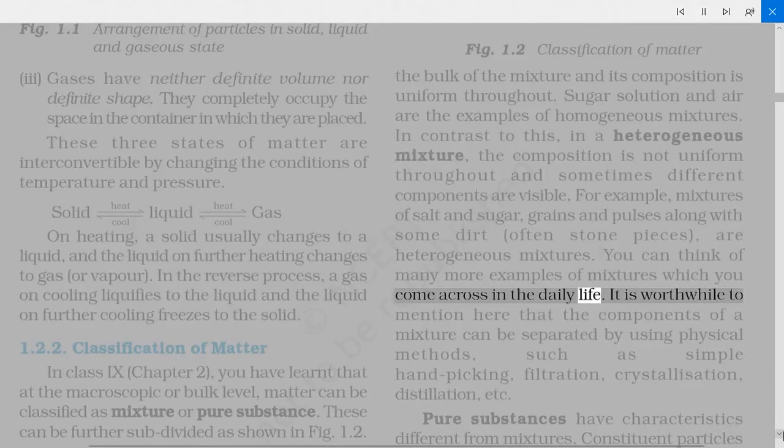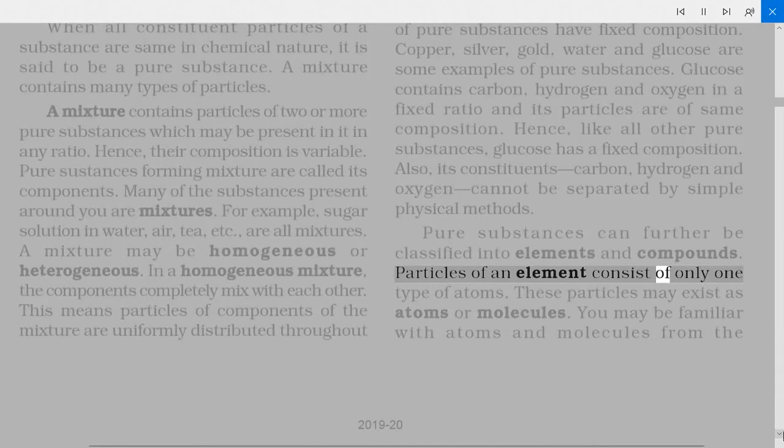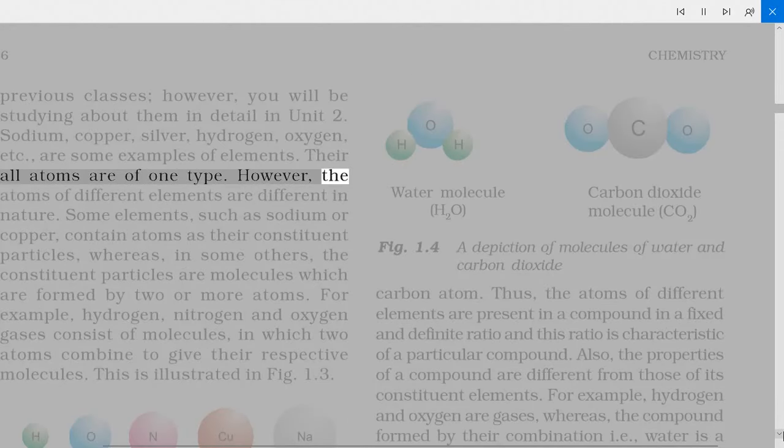Particles of an element consist of only one type of atoms. These particles may exist as atoms or molecules. You may be familiar with atoms and molecules from the previous classes, however, you will be studying about them in detail in Unit 2. Sodium, copper, silver, hydrogen, oxygen, etc. are some examples of elements. They all have atoms of one type. However, the atoms of different elements are different in nature.